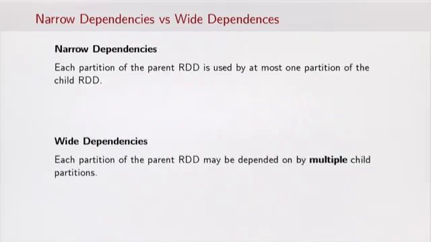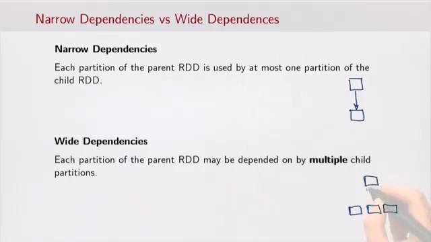A transformation has narrow dependencies when each partition of the parent RDD is used by at most one partition of the child RDD. So that means some child partition has only one parent partition, and not many. A transformation that has wide dependencies, on the other hand, is one where each partition of the parent RDD may be depended on by multiple children partitions. So that means you may have many child partitions, which were all derived from a single parent partition. Transformations with these kind of dependencies have wide dependencies.